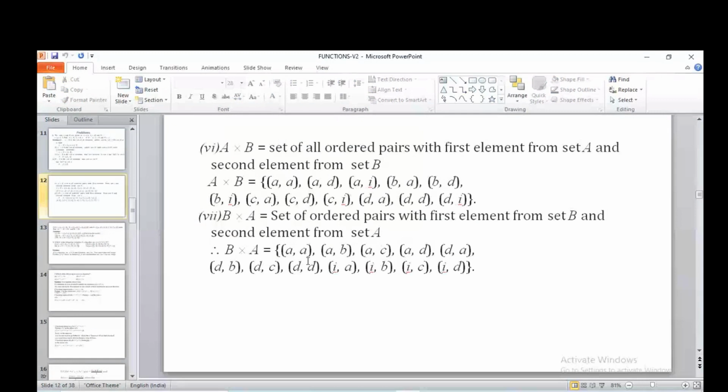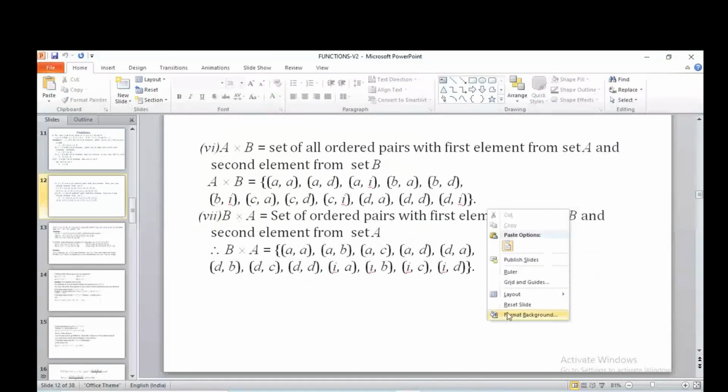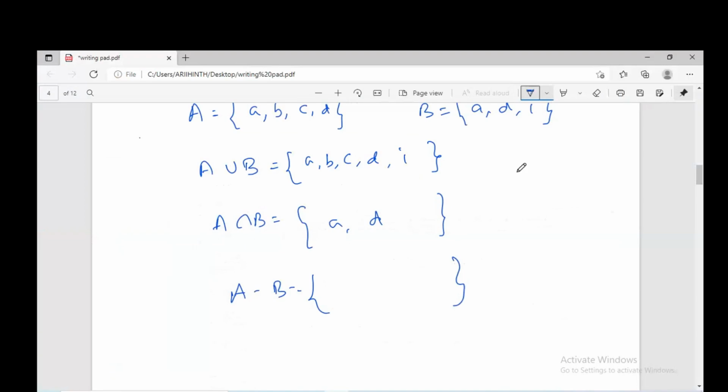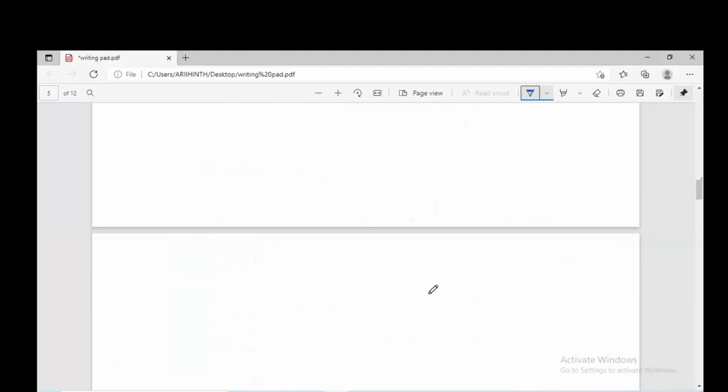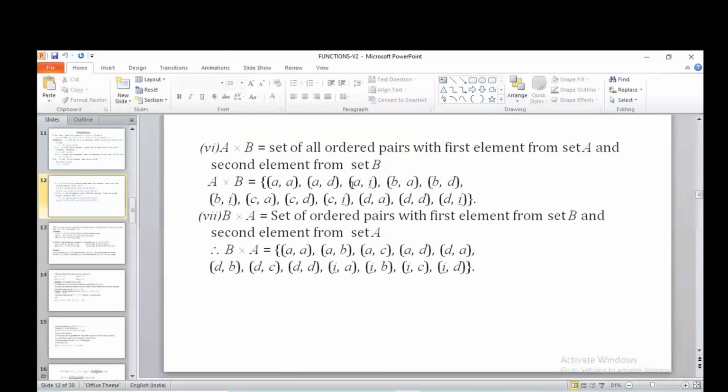So first element in A and second element in B. The first element here is A, combining with A, D, I; then B with A, D, I; then C; then D. Here also B cross A: the first element from set B, the second element from set A.